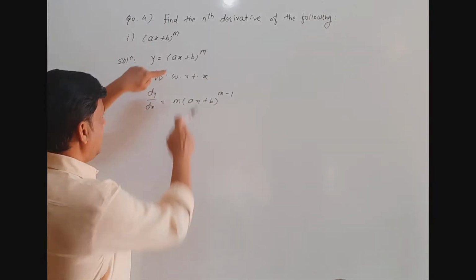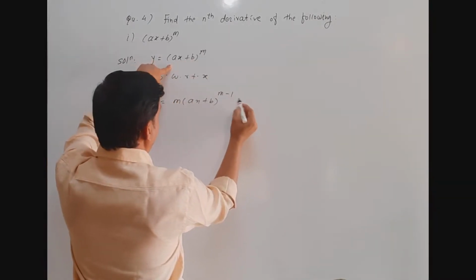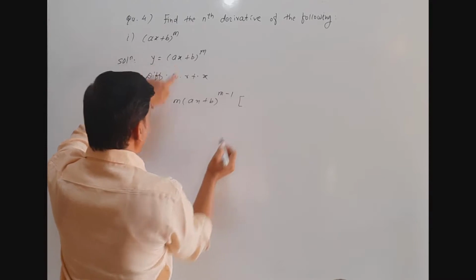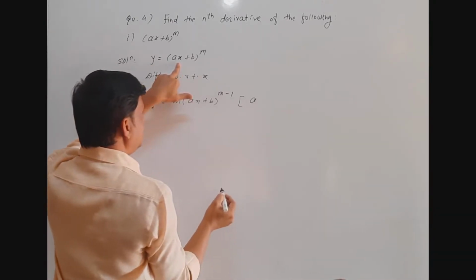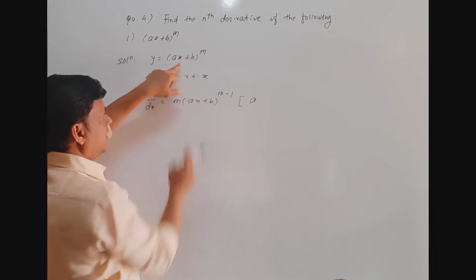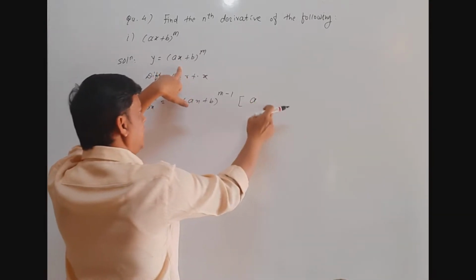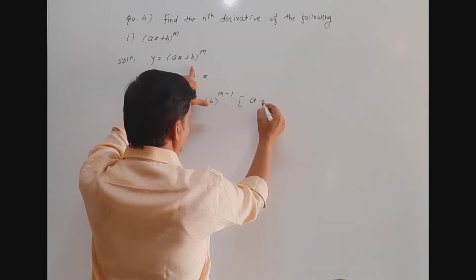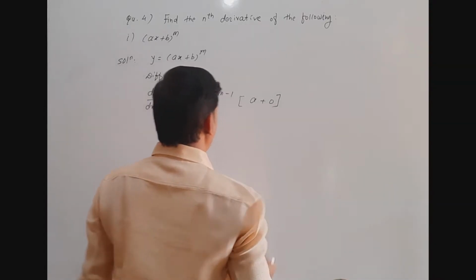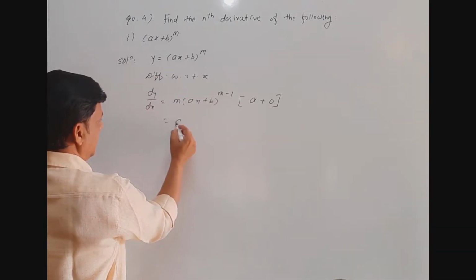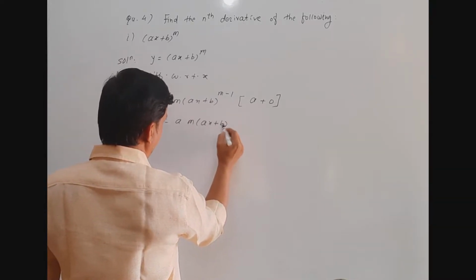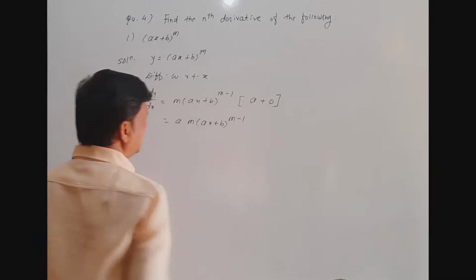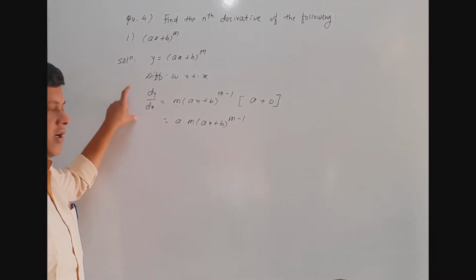Then we have to find derivative of this bracket. So write here derivative of bracket as derivative of first term. So derivative of ax is a, because a is constant, derivative of x is 1, so we write a into 1 as a, b is single constant, so its derivative is 0. So write here a into m into (ax + b) raised to the power m minus 1. This is first order derivative.